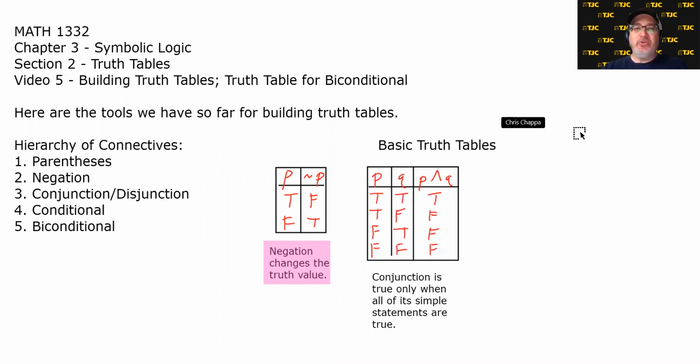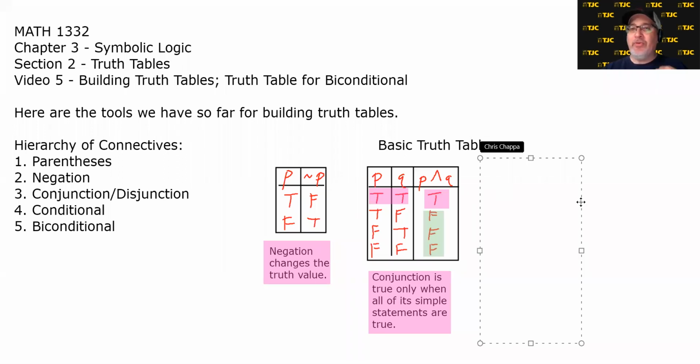The second basic truth table that we built was for conjunction. There's the truth table, but again, I highly recommend knowing the rule. Conjunction is true only when all of its simple statements are true. In other words, when both halves of it are true, then the conjunction is true. And more importantly, that is the only time it is true. The rest of the time, a conjunction is false.